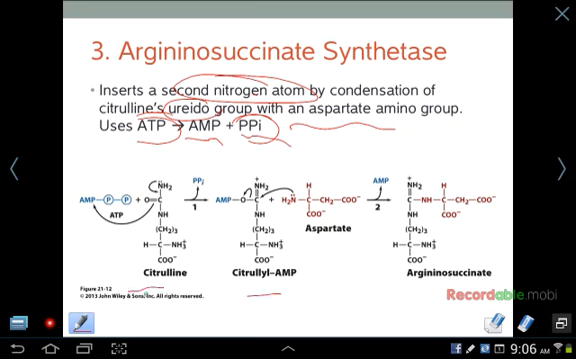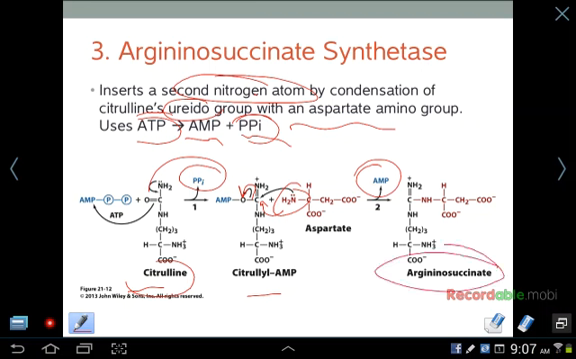So we've got citrulline, which is transferred over to AMP, and we release the pyrophosphate. The amino group of aspartate then attacks this carbon, which will then break the bond between the AMP and citrulline. We then release AMP, and now we have the end product of this reaction, argininosuccinate.